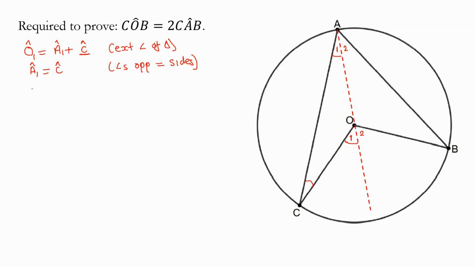So we can say, therefore, angle O1 is equal to angle A1 plus angle A1 because we can replace C with angle A1 since they are equal. And then therefore, angle O1 is equal to 2 times angle A1. You see that? So here we can put 2 times angle A1. Right. Similarly, you can do the same thing on the right hand side here. Let's just do everything.